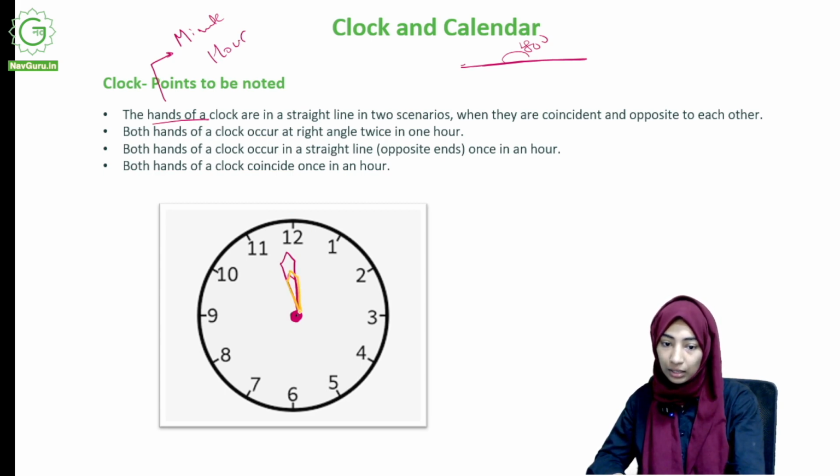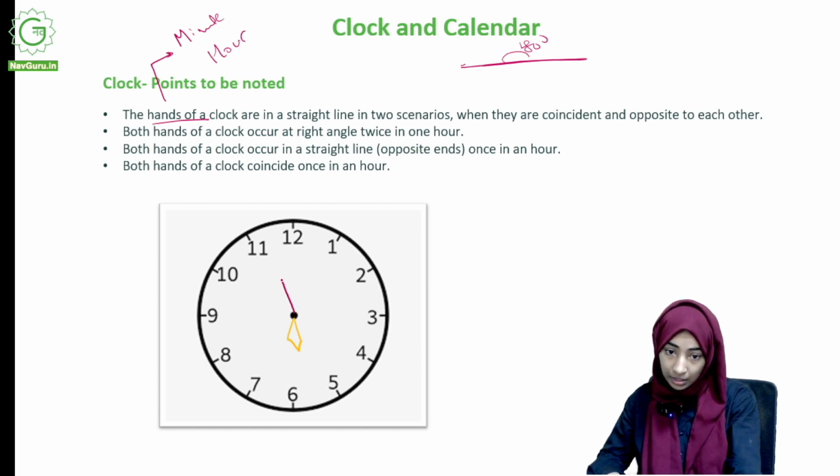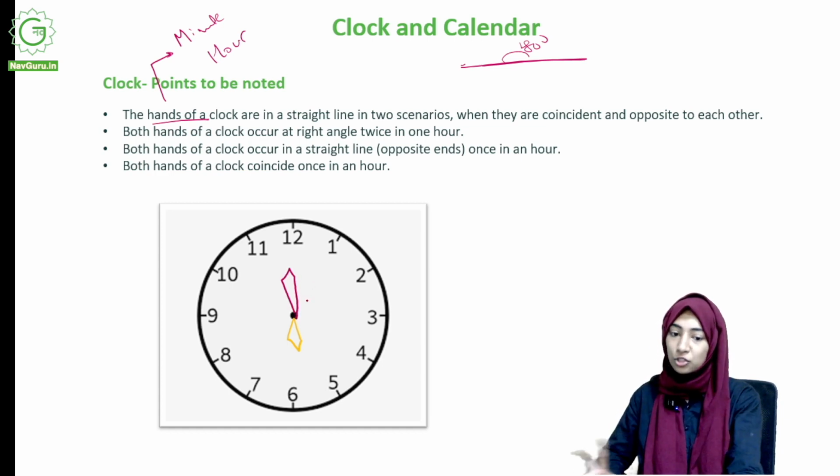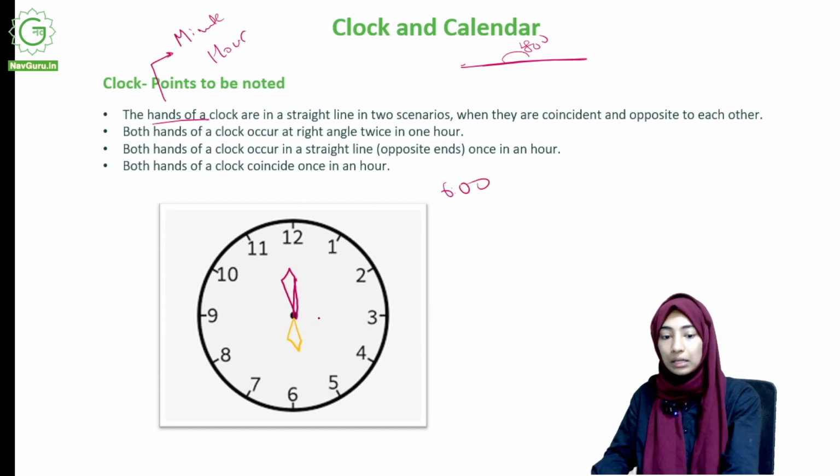Now, when are these in a straight line? One case is when you have, let's say, 6 o'clock. 6 o'clock means the hour hand will point to 6 and the minute hand will point at 12, right? So you would have the minute hand pointing at 12. If you look at both of these hands, these are in a straight line, right? Ideally, if you ignore that my drawing is bad, it's supposed to be in a straight line. Just think of how the clock will be at 6 o'clock. It will be in a straight line.